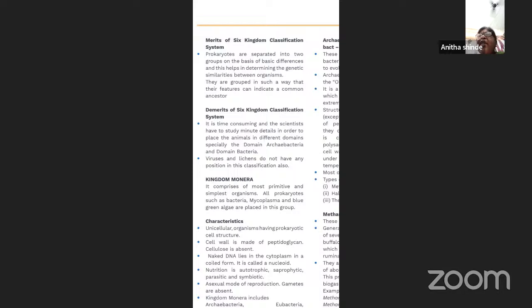So that is the reason why, though the six kingdom classification system has been given, today scientists still follow Whittaker's 5 kingdom classification system, because it is not that time consuming. They might not have given a position to the viruses as well as to the lichens, but they have taken into consideration almost all the characteristic features and classified these organisms. So we can say 90% of the classification system holds good, whereas the minor differences like not giving a position to the viruses as well as to the lichens is a drawback, no doubt.